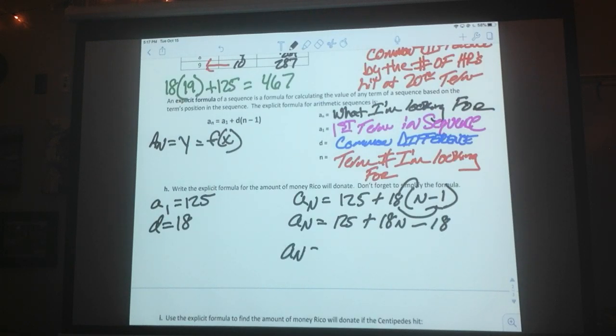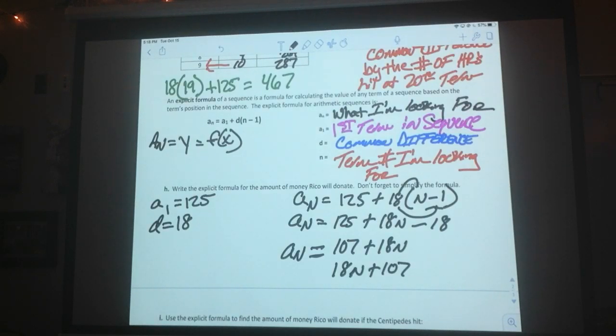The step that is the most difficult for some of you is combine like terms. 125 minus 18, not the 18n, but the 18, is 107. So I know that I have 107 plus 18n. And I would rather have it written like this, which is in y equals mx plus b form. And that kind of tells you this is going to be a linear function, right? But 107 plus 18n or 18n plus 107, I'll take either. Just understand that 18n plus 107 is y equals mx plus b form.